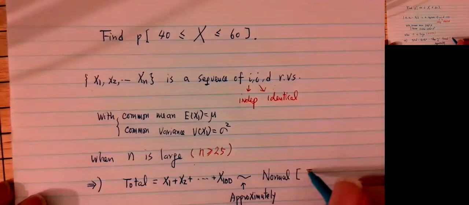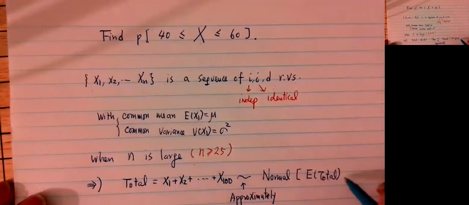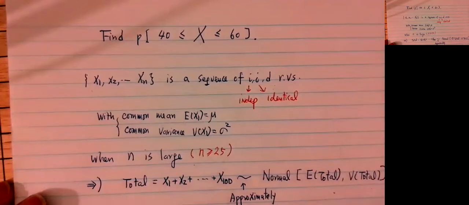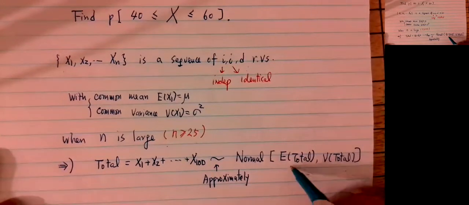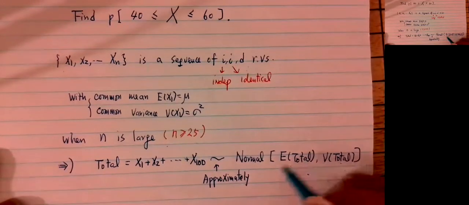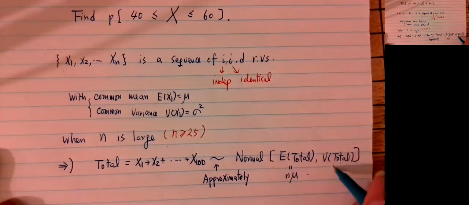With expected value of sample total and the variance of the sample total, with mean and variance, okay? And if you read my YouTube video, you know this is N mu, and this is N sigma squared.